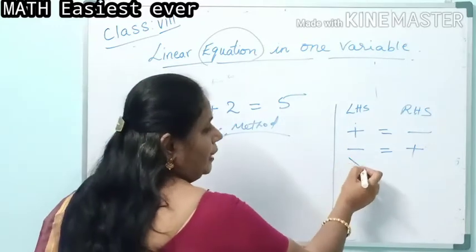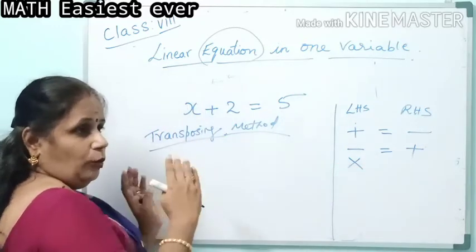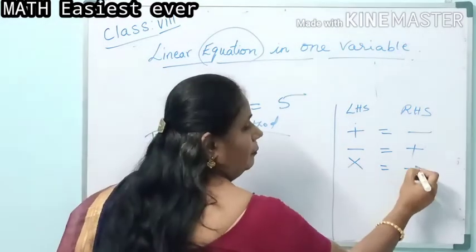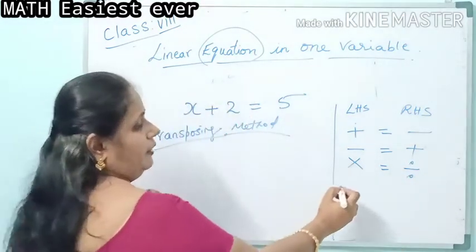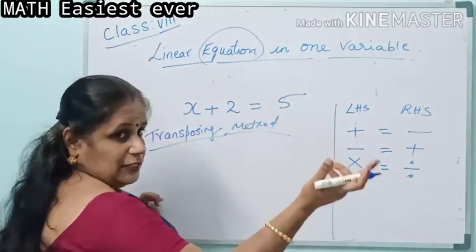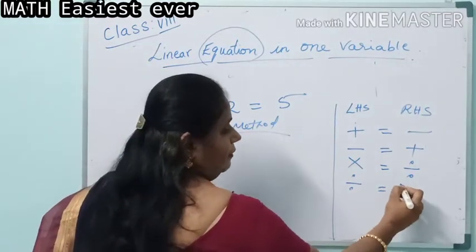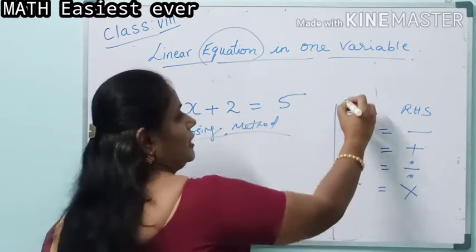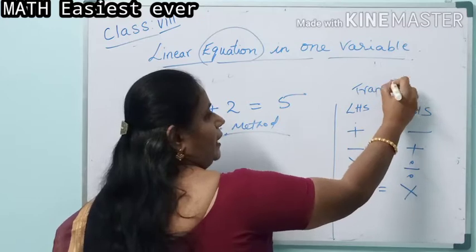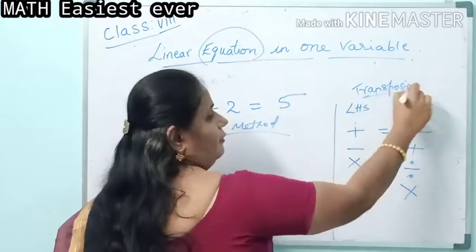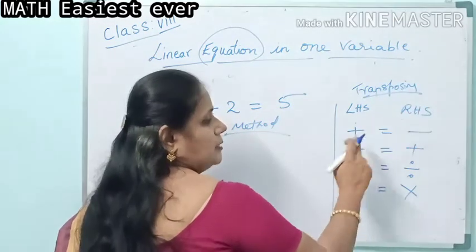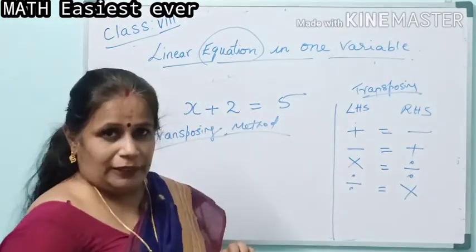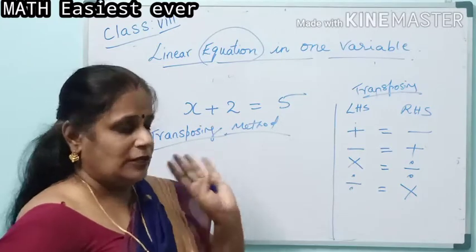If you have multiplication and you want to transpose it to the right hand side, the multiplication will become division. And if you have division on the left hand side and you are taking it to the right side, it will become multiplication. Transposing means you are shifting it from the left hand side to the right hand side: plus will become minus, minus will become plus, multiplication will become division, division will become multiplication. Based on this, we will do small sums now.